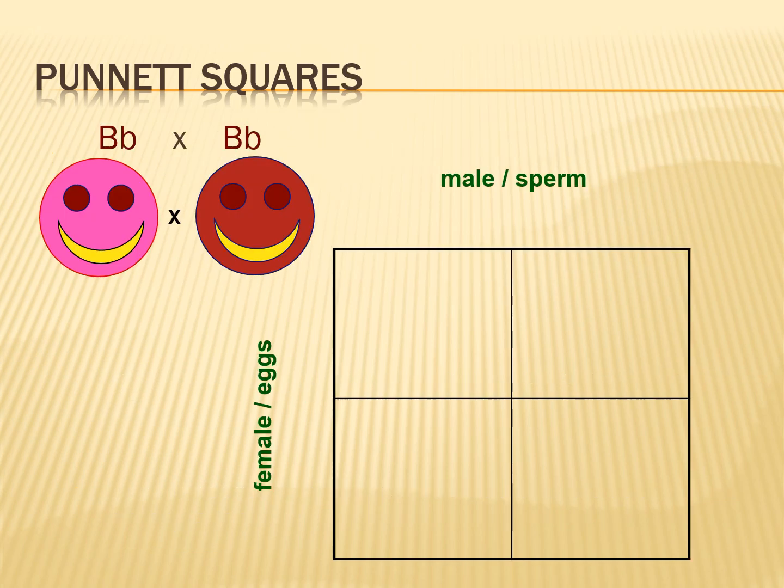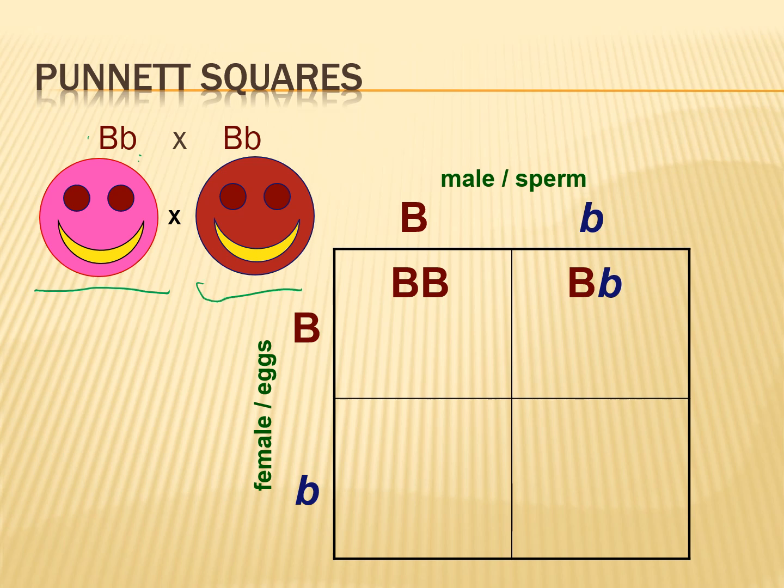This is an example of a Punnett square, although you don't have to include the smiley faces. With a Punnett square, you have 2 parents, which are indicated here. So here's one parent who's heterozygous, has a big B and a little b, so has a brown eye allele and a blue allele. And the other parent, who is also heterozygous, big B, little b.